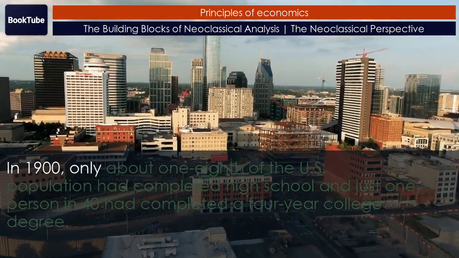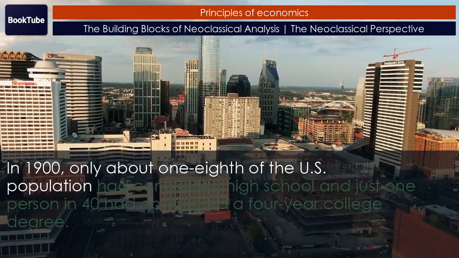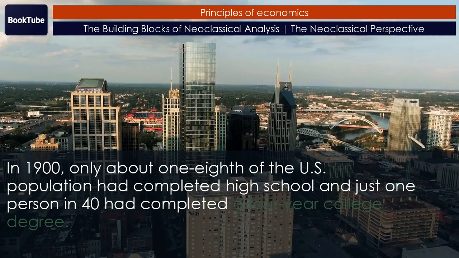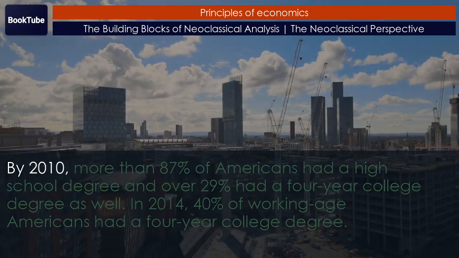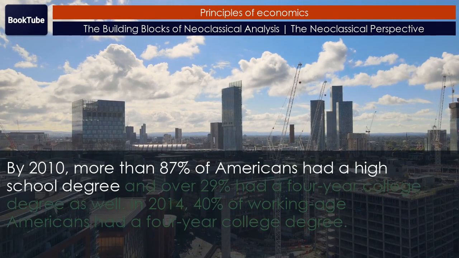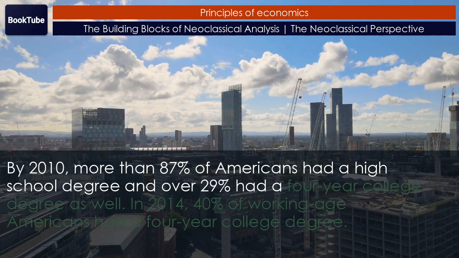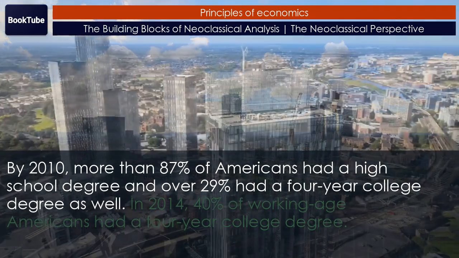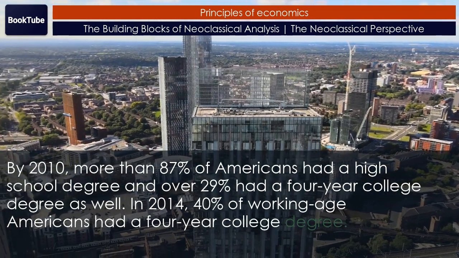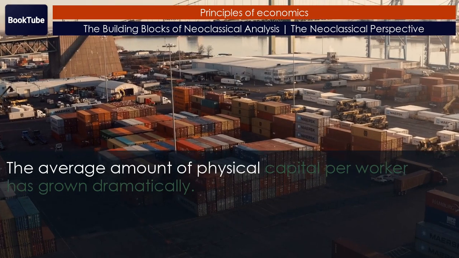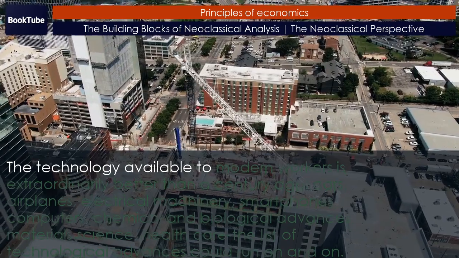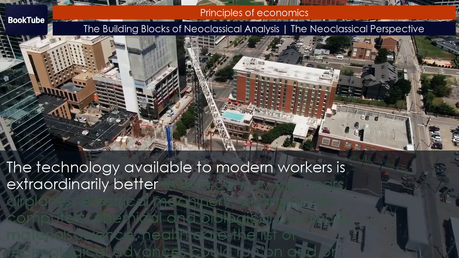In 1900, only about 1/8 of the U.S. population had completed high school and just 1 person in 40 had completed a 4-year college degree. By 2010, more than 87% of Americans had a high school degree and over 29% had a 4-year college degree as well. In 2014, 40% of working-age Americans had a 4-year college degree. The average amount of physical capital per worker has grown dramatically. The technology available to modern workers is extraordinarily better than a century ago.